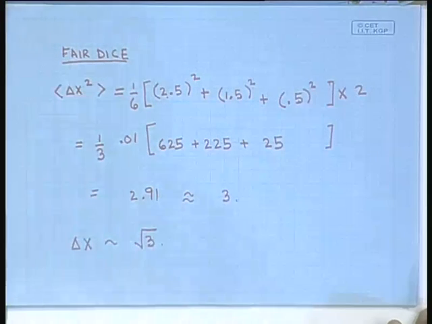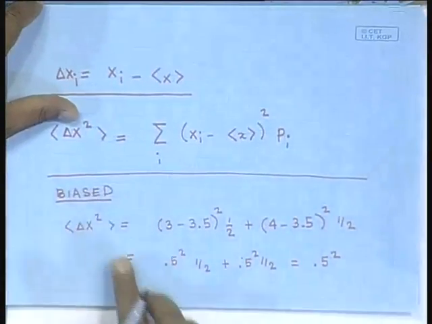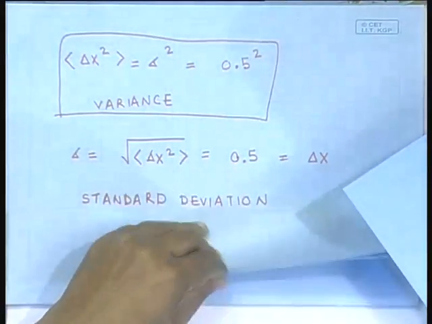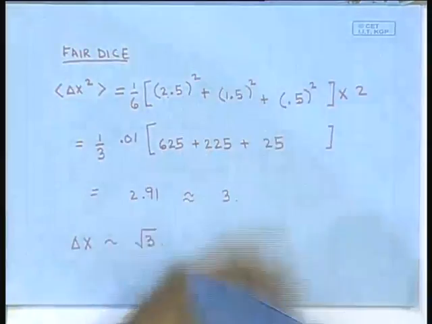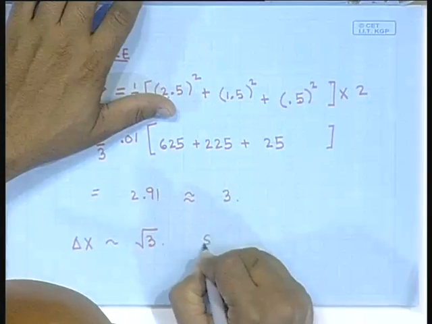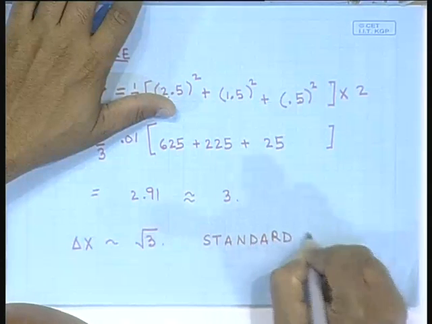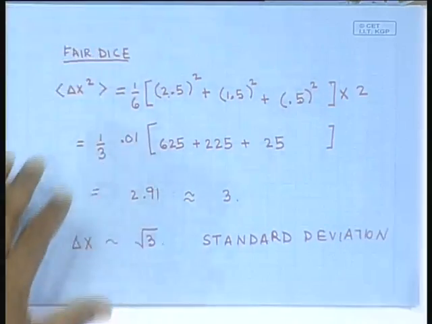So, you see that the uncertainty in x is much larger for the fair dice as compared to the biased dice. The biased dice has an uncertainty which is only 0.5, and the variance is 0.5 squared, whereas here the variance is of the order of 3 and the uncertainty, the standard deviation, is of the order of the square root of 3.